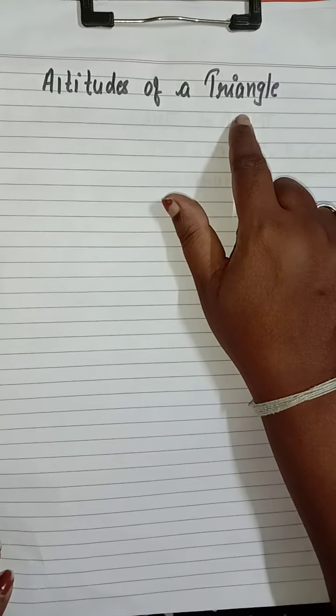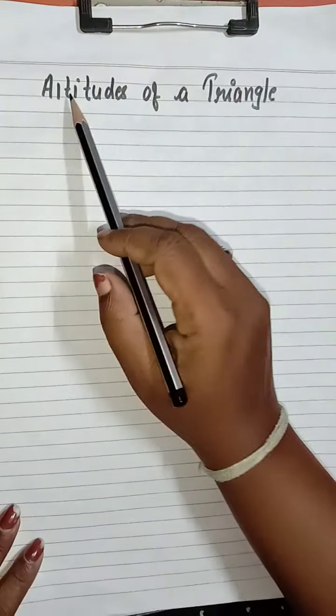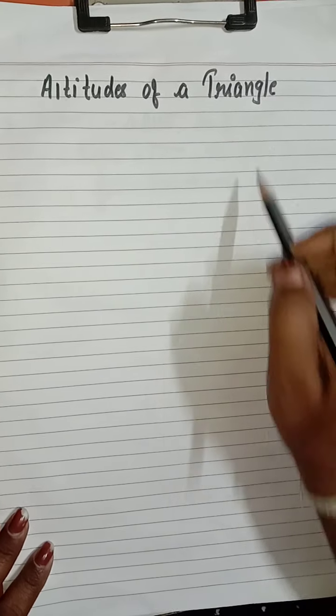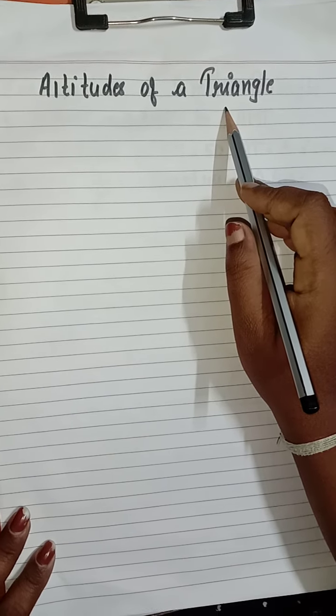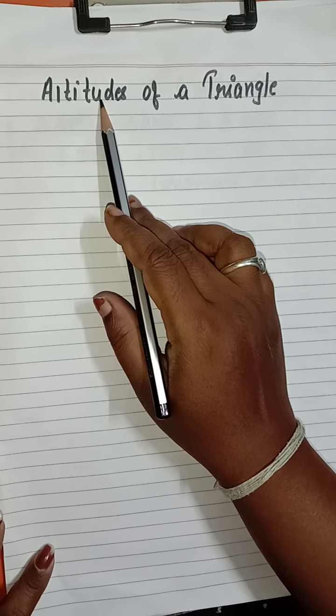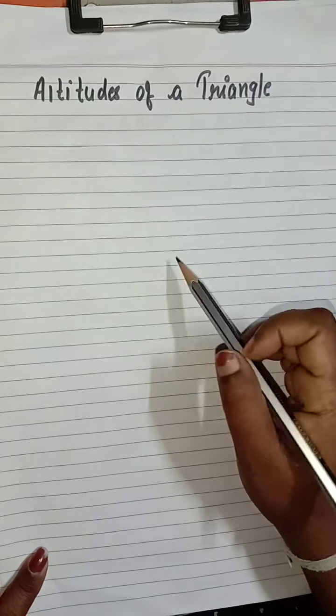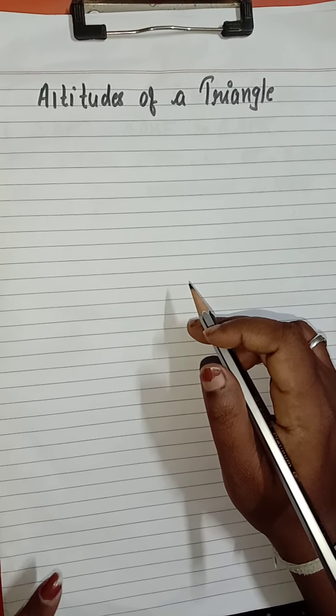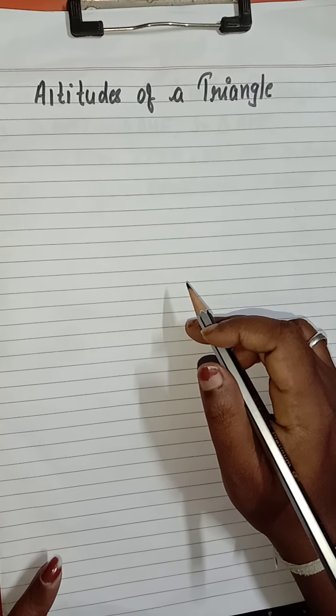Okay, hello everyone. So today in my video I'm going to show altitudes of a triangle. Altitudes of a triangle means how to construct altitude in a triangle. Triangle, three-sided figure. Altitude is nothing but a height. Altitude is nothing but a height means in a triangle you can draw three altitudes.